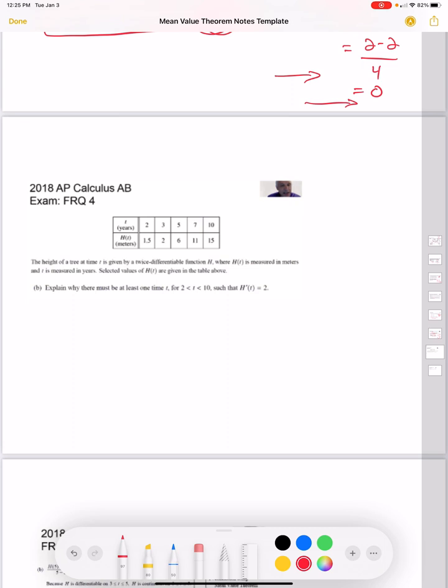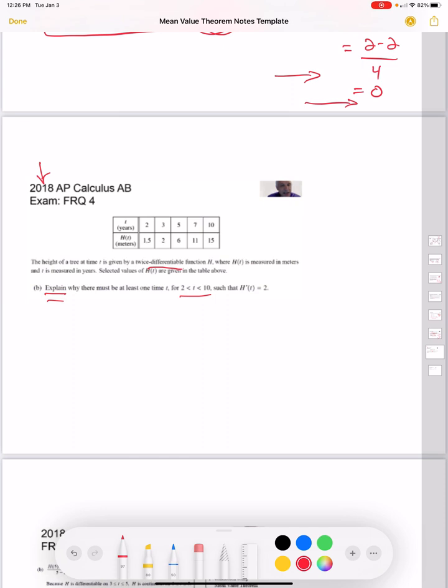Let's take a look at this next problem. The height of a tree, this is from the 2018 exam. The height of a tree at time t is given by a twice differentiable, that's important, h, where h is measured in meters and t is measured in years. Selected values are given in the table above. Explain, see that word explain, that's important, why there must be at least one time t from 2 to 10 where h prime of t equals 2.